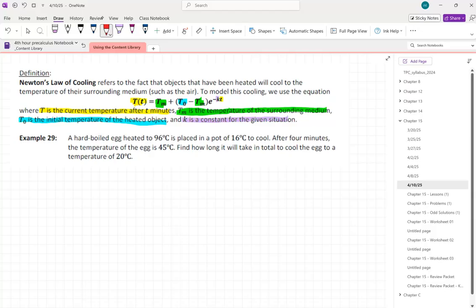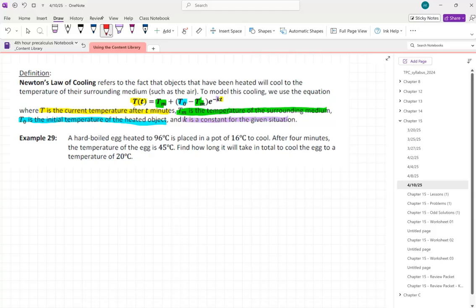And then like 10 minutes later, when you try to eat your cookie, T of 10 would be the temperature of your cookie at 10 minutes. And the k is going to have to do with the rate at which cookies cool. Now that's something that you would calculate empirically or look up out of a resource.